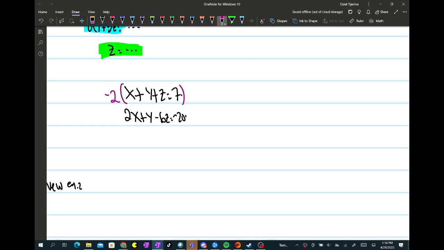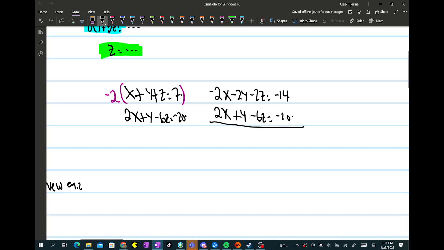Basically, we're just going to go ahead and do this. So we have negative 2x minus 2y minus 2z equals negative 14. And then we have 2x plus y minus 6z equals negative 20. So then we know that this cancels out, and then we have negative y minus 8z equals negative 24. Okay. Now, oh, actually, no, I'm sorry, negative 34, excuse me.